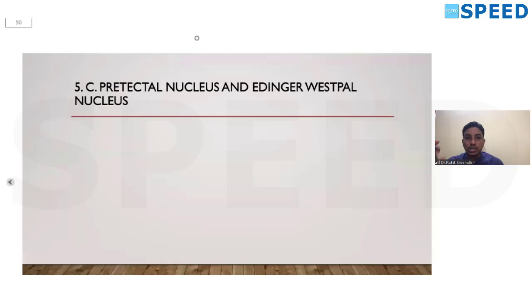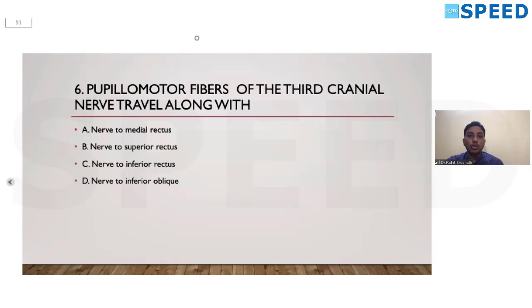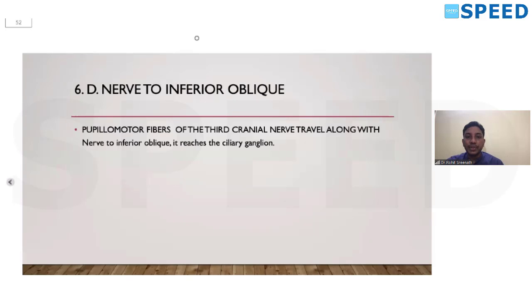The pretectal and the Edinger-Westphal nucleus are connected by the interneurons. Okay, pupilomotor fibers of the third cranial nerve travel along the, so the answer is nerve to the inferior oblique. So the pupilomotor fibers of the third cranial nerve travel via the nerve to the inferior oblique and reach the ciliary ganglion. We just discussed this previously. So which is the nerve? It is the nerve to the inferior oblique, which transmits the impulses to the ciliary ganglion.